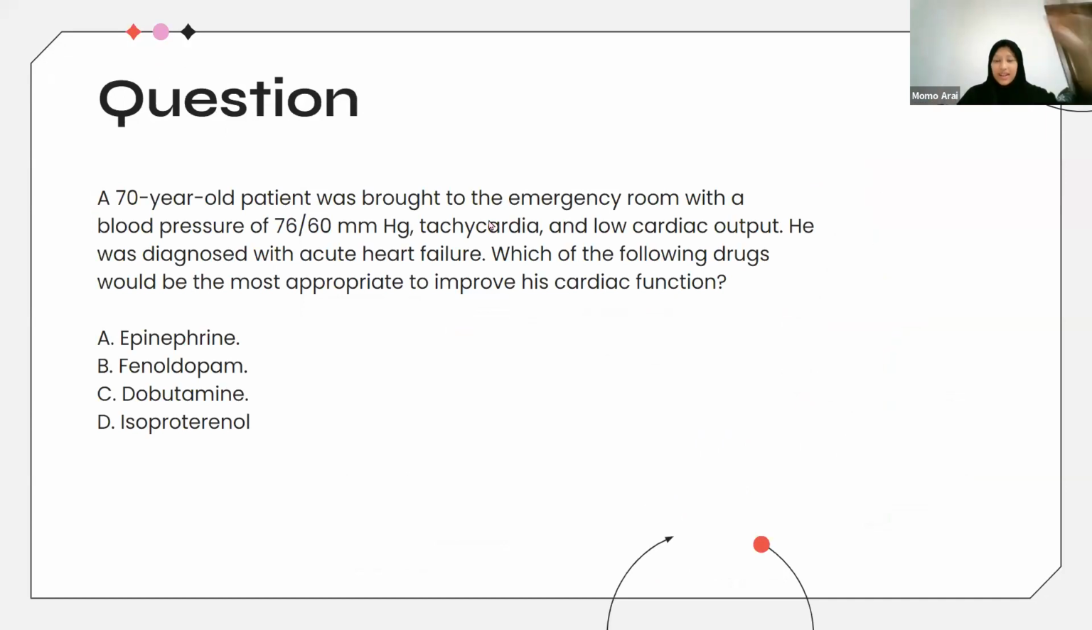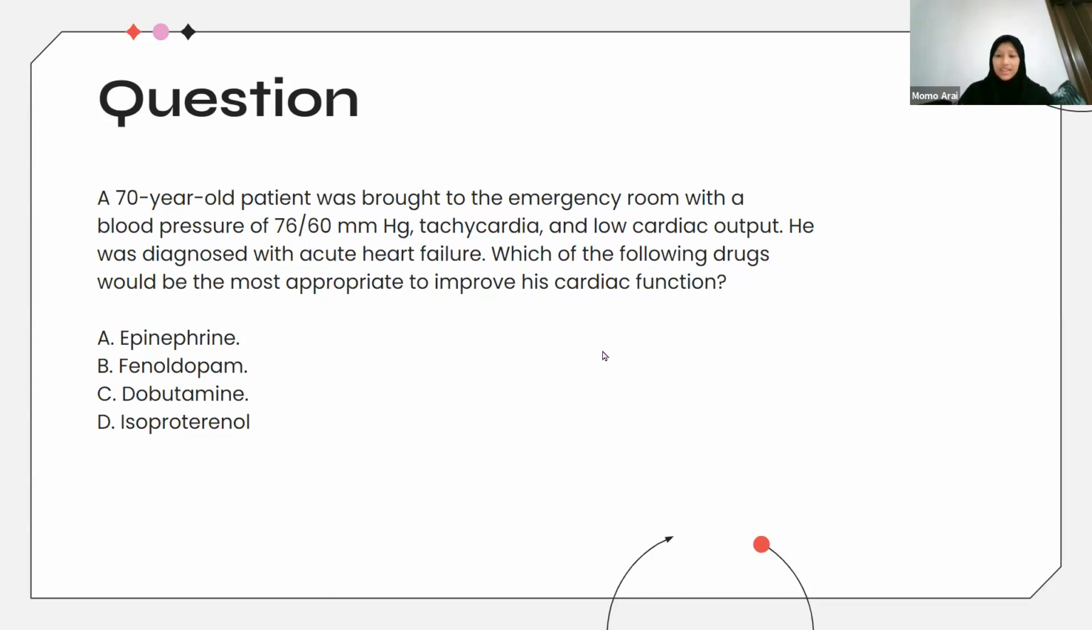Now, another one: a 70-year-old patient was brought to the emergency room with a blood pressure of 76/60, which is low, tachycardia and low cardiac output. He was diagnosed with acute heart failure. Which of the following drugs would be most appropriate to improve his cardiac function? C. Okay, good. But can someone tell me why C? Why not A or B or a beta 1 agonist?